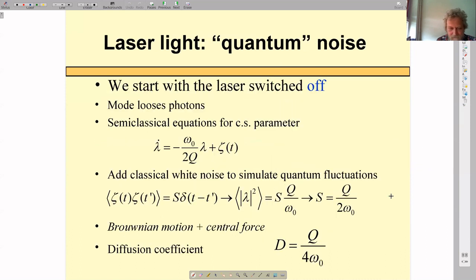Let me first understand that lasers are subject to noise. Let us call it quantum noise. To understand this concept, it is better to start with a laser which is switched off. In this case, I would just consider a laser mode which can only lose photons. We know with which rate it does so. It is defined by the quality factor of the lasing mode, inverse quality factor.